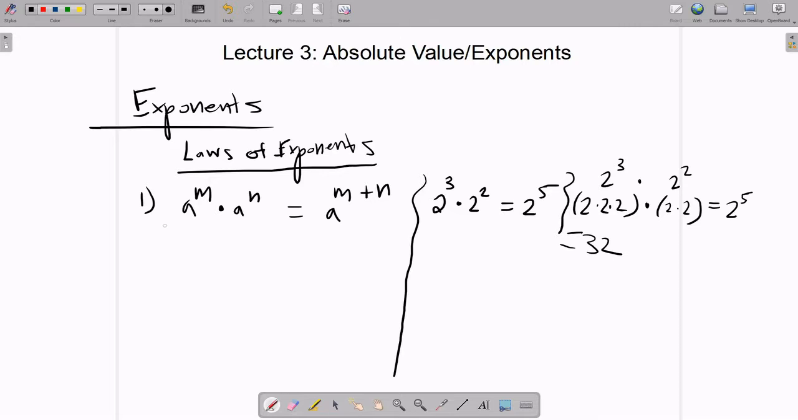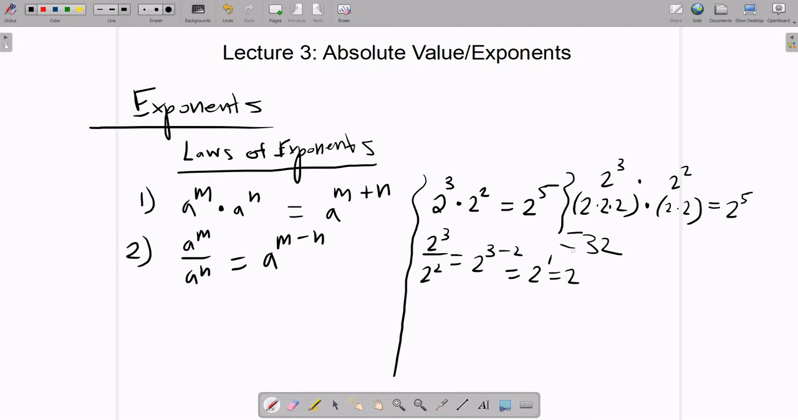The next law would be division. When you have common bases, a to the m over a to the n is equal to a to the m minus n. Using the same example, 2 to the third over 2 squared is equal to 2 to the 3 minus 2, which is equal to 2 to the first, which is 2. If you want to write it out, 2 times 2 times 2 divided by 2 times 2 is equal to, see these 2's cancel out, just 2.